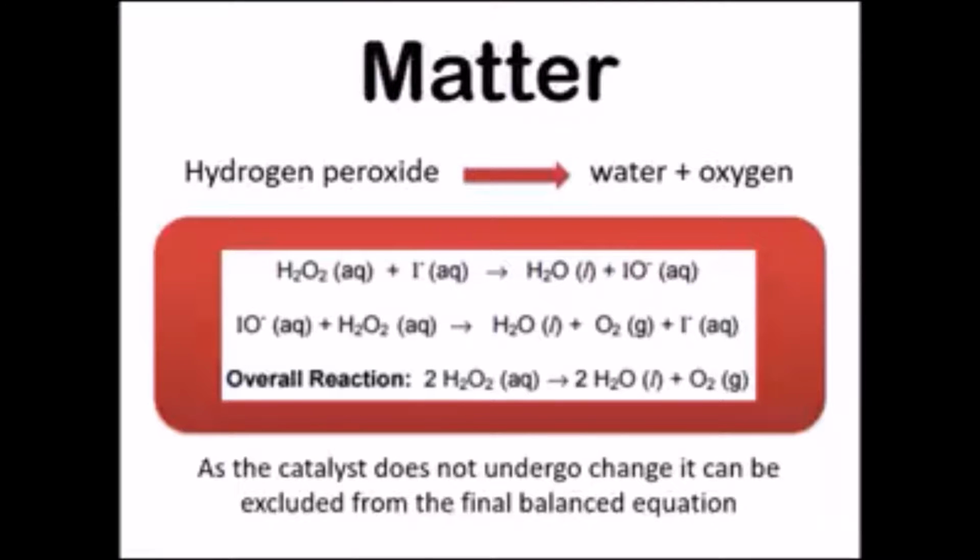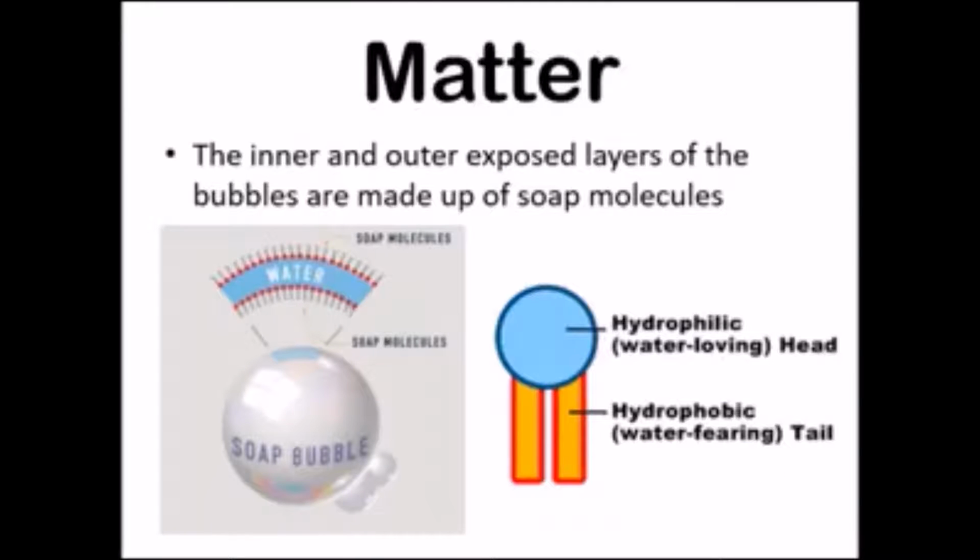Once the catalyst reacts with the hydrogen peroxide, it becomes water and oxygen, therefore releasing a gas. The oxygen gas is captured in soap bubbles in order to see it more clearly. These soap bubbles are made of two layers of soap molecules which trap a layer of water between them. Soap molecules have one end that repels water, which is hydrophobic, and the other end attracts water, being hydrophilic.